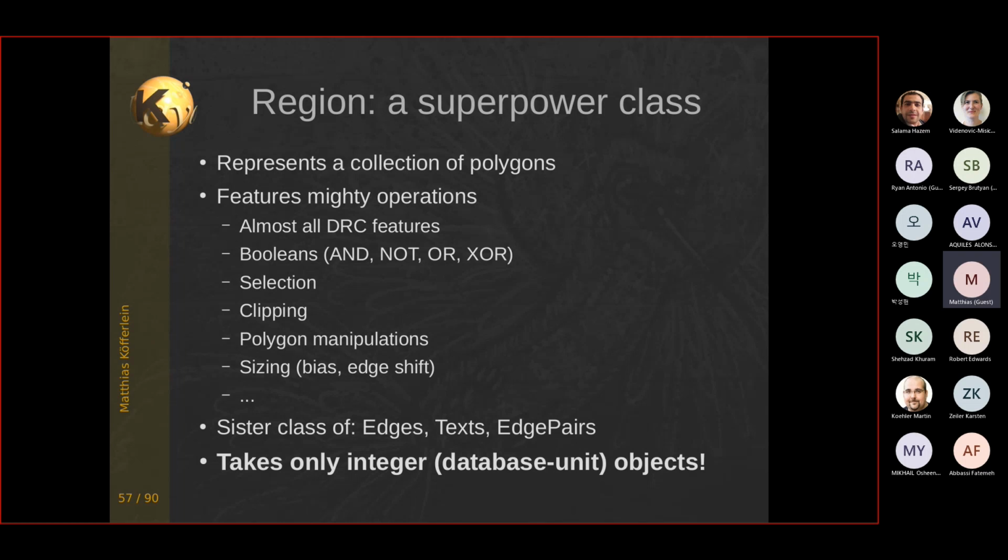Basically, it's a whole new world that opens when you talk about these region objects, and it's mainly about analysis and manipulation of objects in the sense of a design rule check feature. That's why I call it a superpower class. And it even supports hierarchical processing.